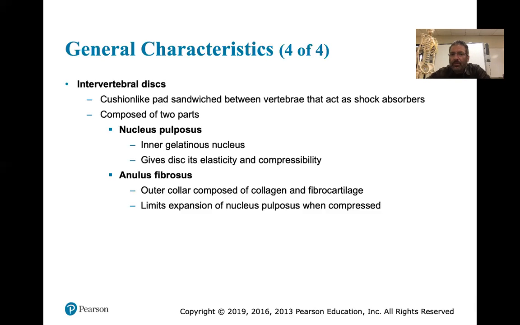Okay, and then the annulus fibrosus, the outer collar composed of collagen and fibrocartilage. We talked about that when we were talking about tissues. So the collagen is there for strength and flexibility, but the fibrocartilage is there, fibrotic tissue, to give it a lot of strength. All right, it limits expansion of the nucleus pulposus when compressed. This is kind of a stopgap safety mechanism there.